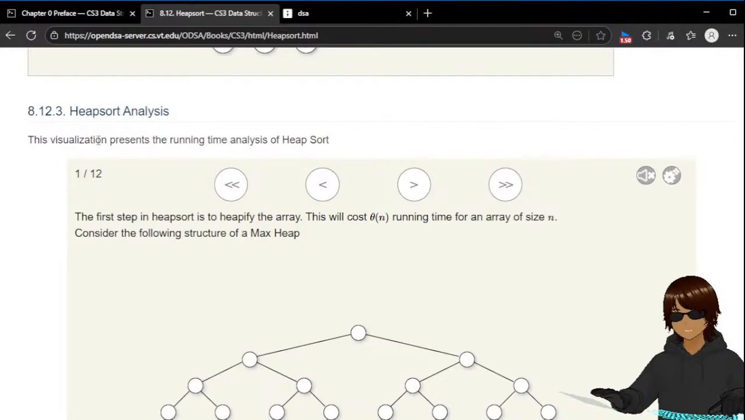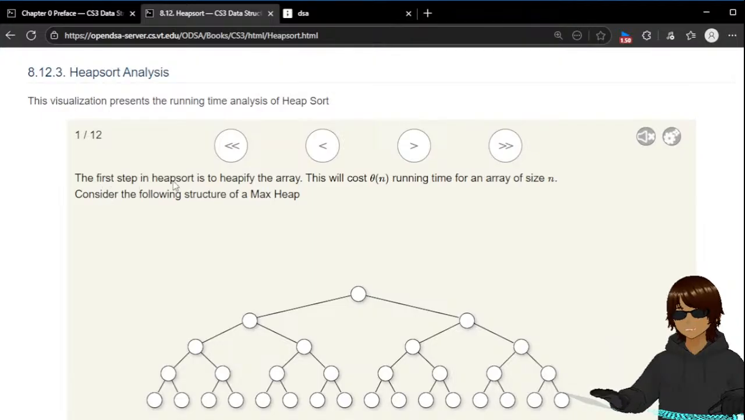This visualization presents the running time analysis of heap sort. First step in heap sort is to heapify the array. This will cost theta n running time for an array size of n.